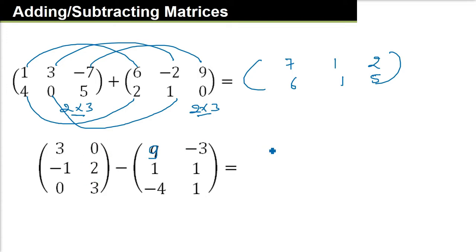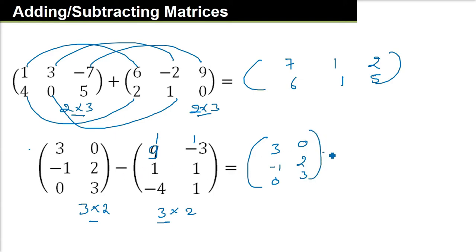First see the order. What is the order? It's 3 by 2, 3 rows and 2 columns. Here also 3 rows and 2 columns. Now the orders are the same, so we can either add or subtract. The first matrix remains unchanged, 3, -1, 0, 0, 2, 3. Now you multiply -1 with each element inside, the sign will change, and then you simply add.